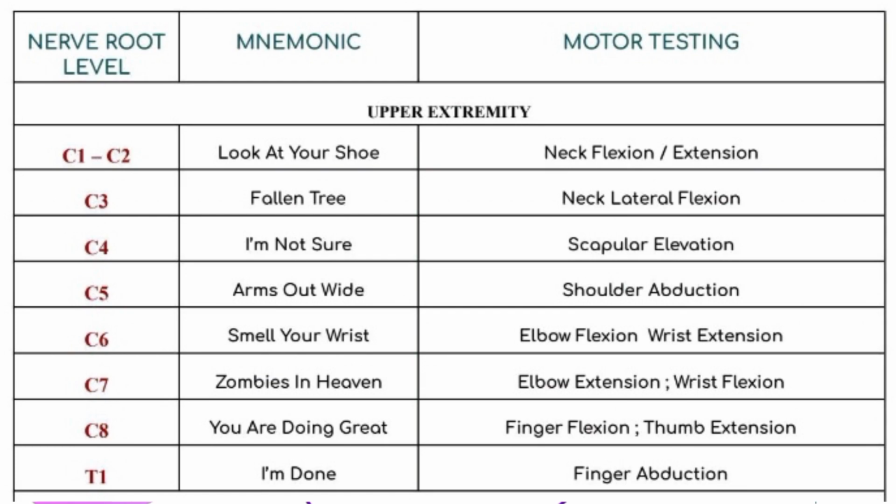So here is the snapshot of the myotomes of the upper extremity, that is C1, C2, look at your shoe. C3, fallen tree. C4, I'm not sure. C5, arms out wide. C6, smell the wrist. C7, zombies in the heaven. C8, you are doing great.